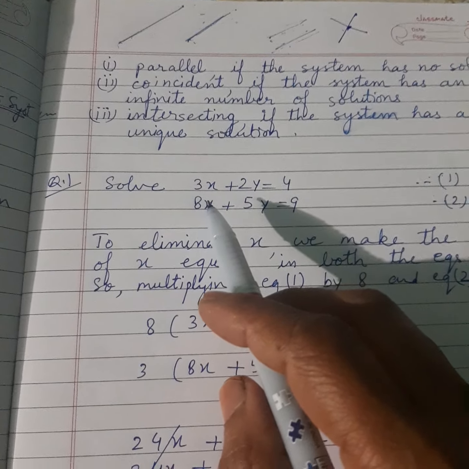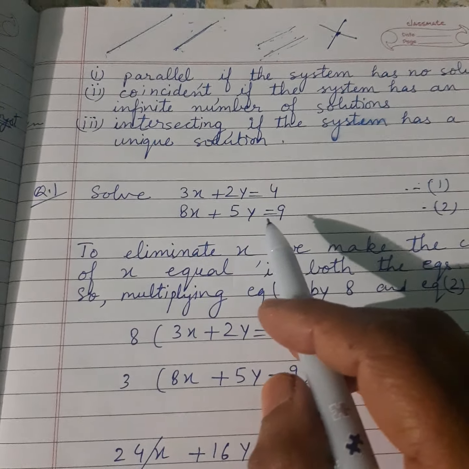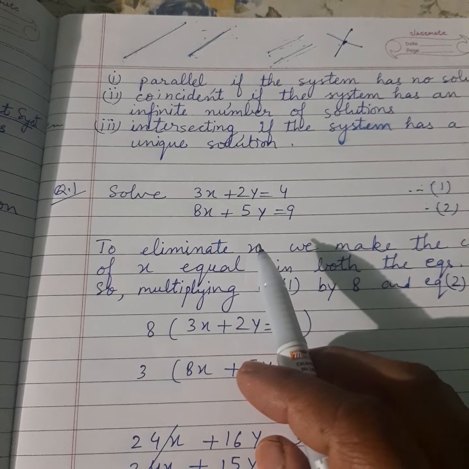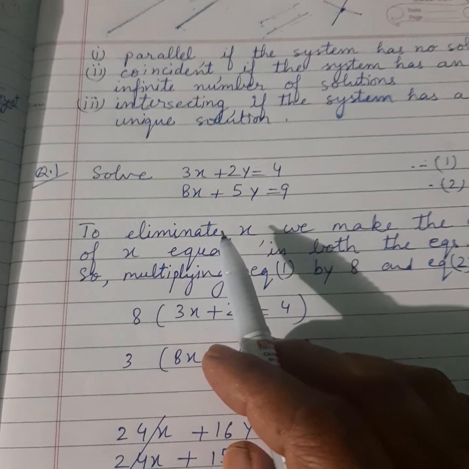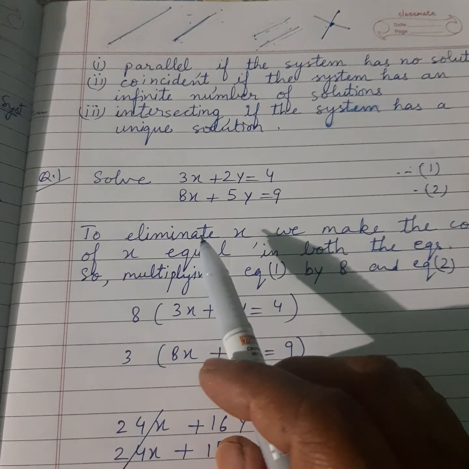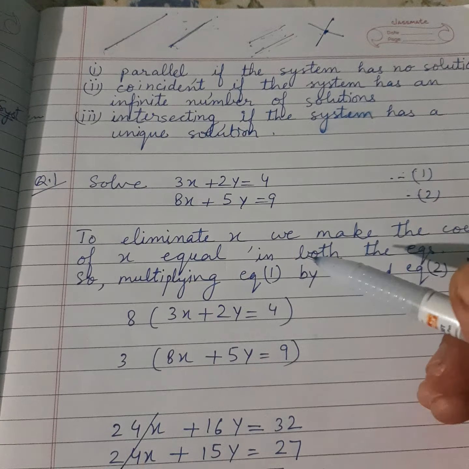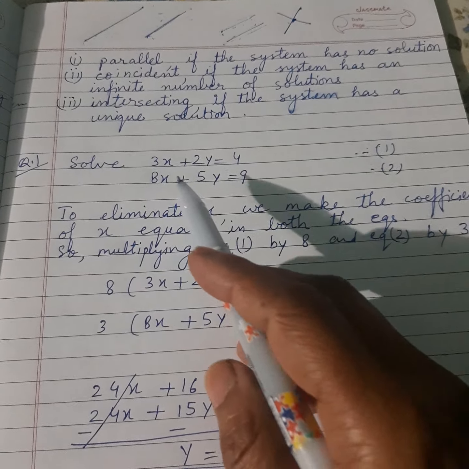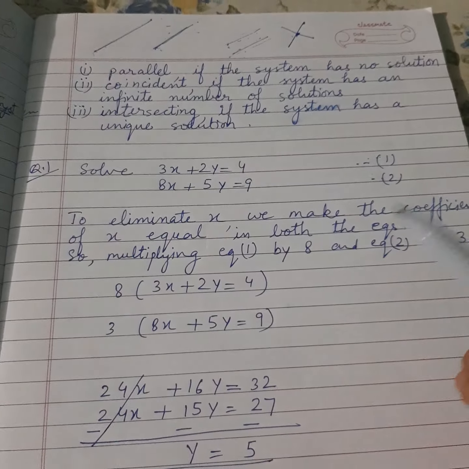Now we'll solve the two equations, 3x plus 2y is equal to 4 and 8x plus 5y is equal to 9. How to solve a set of linear equations? First of all, we will eliminate any variable. You can eliminate x or y, but in this question we are going to eliminate x. We make the coefficients of x equal in both the equations.